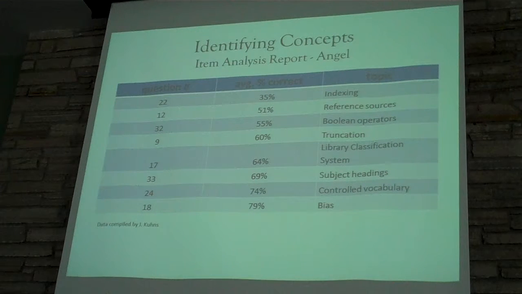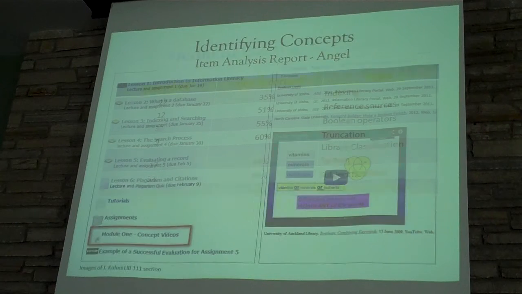So here's a screen that Judy Kuhns put together, and these were the concepts that students had the most difficulty with: indexing, reference sources, Boolean operators, truncation. We did go through them and decide, we'll see this later on, that there were some concepts like indexing, which is important, but maybe not as important for a basic introduction to information literacy. That's more about database design and understanding how to be a really good searcher. But anyway, this is what we started out with in the fall.